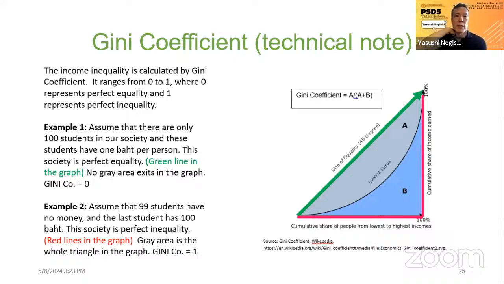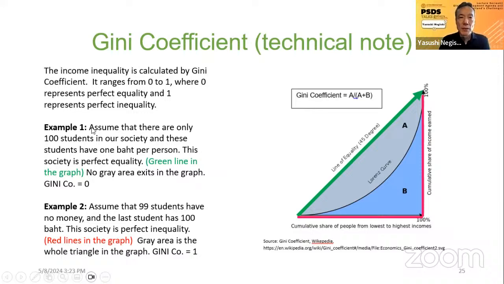This is a technical thing, but in order to measure income inequality, we have the statistic called the Gini coefficient. Let me explain simply. Income inequality is calculated by the Gini coefficient, and it ranges from 0 to 1, where 0 represents perfect equality and 1 represents perfect inequality.